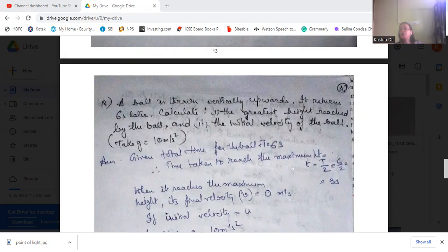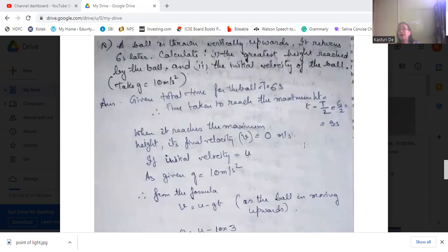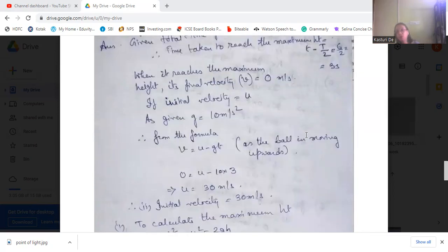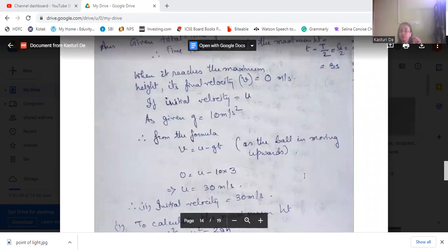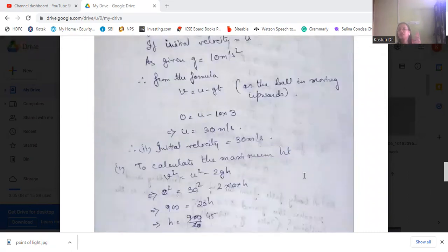The time taken to reach the maximum height is half of the total time, that is 3 seconds. Now when it reaches the maximum height, the final velocity becomes 0. The initial velocity is u, but when it stops, its final velocity is 0. Given g is equal to 10 meters per second square, when it is going upwards, v is equal to u minus gt, so u will be 30 meters per second. The initial velocity is 30 meters per second.